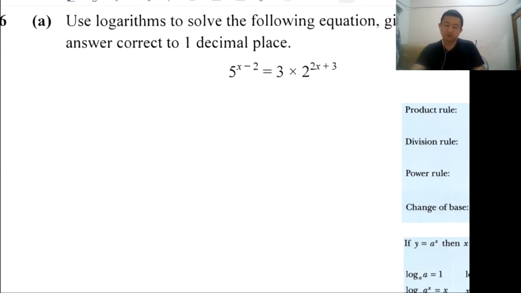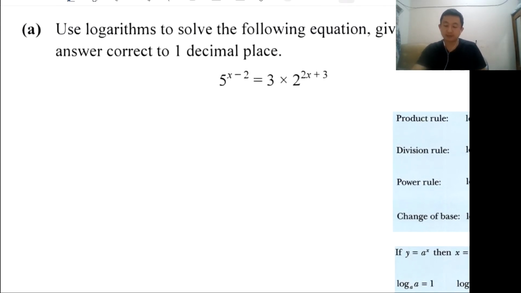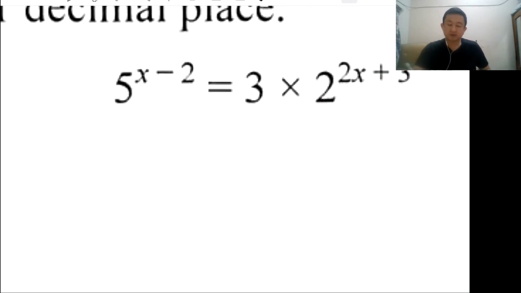Use the log to solve the following equation, giving your answer correct to 1 decimal place. Okay, there are few methods to solve this. I want to show you this. 5 to the power of x, 2 to the power of 2x. Not the same base, not the same power. This is base 5, this is base 2, not the same base. The power of x, power of 2x is not the same power. So you have to change them to the same power or change them to the same base. Up to you. I'm going to change them to the same power. How? Okay.